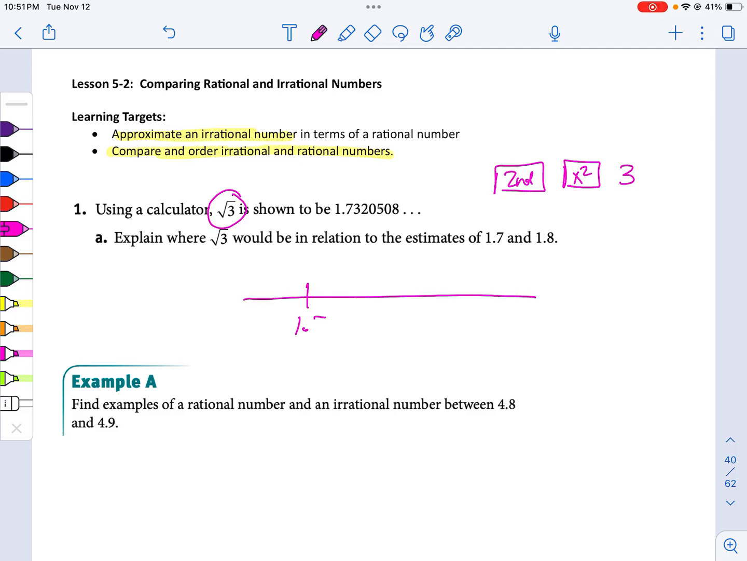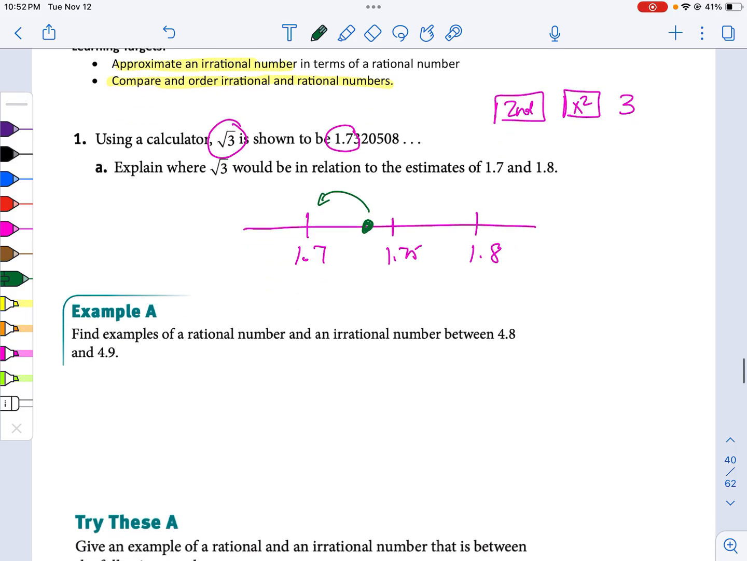So if I put 1.7 on the number line and if I put 1.8 on the number line, where would 1.73 be? Well, I know right in the middle would have to be 1.75. So that means 1.73 would be a little bit closer to 1.7 than 1.8. It has to be smaller than 1.75, which would be right in the middle, but it's got to be closer to 1.7 because it's less than halfway through.